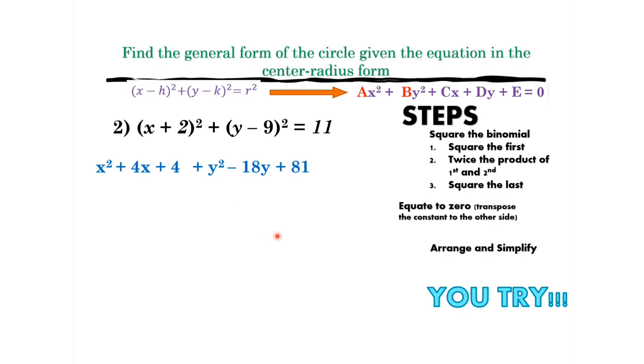Okay, we have a meeting now. I don't know if you guys heard that, but y raised to 2, that's y squared. Negative 9 times y, that's negative 9y, times 2, that's negative 18y. Then negative 9 raised to 2, that's 81. I'm so sorry about that.